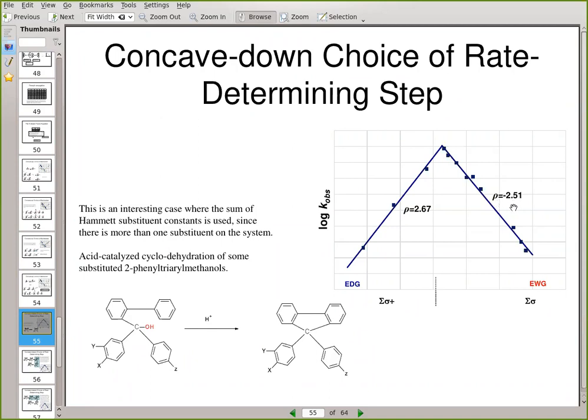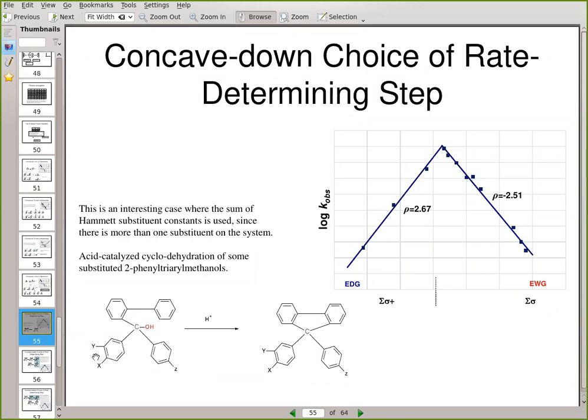Okay. So this is quite an interesting case. This really, we're looking at the cyclodehydration of some phenyl triaryl methanol. So these are the systems we're looking at. And it's quite interesting that we don't just have one probe, we've got two aromatic systems that are of interest. And so we do the reaction, changing the substituents at X, Y, and Z.